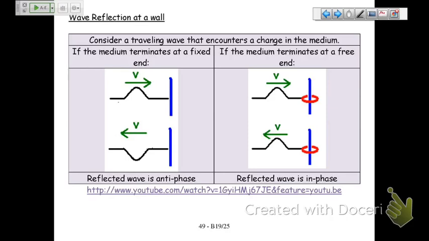That corner's kind of fixed, whereas at a swimming pool, the corner's not fixed. The water can go up and down. With this, the end is kind of fixed. And what you see is that there are two modes of reflection.